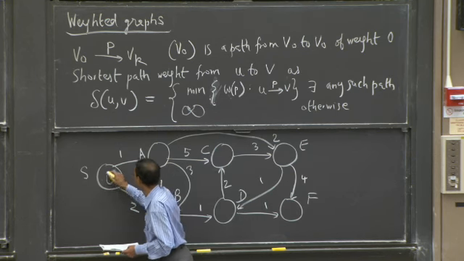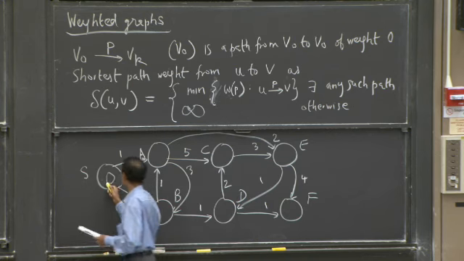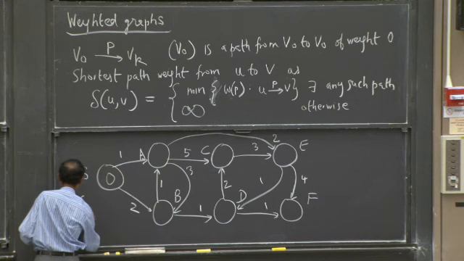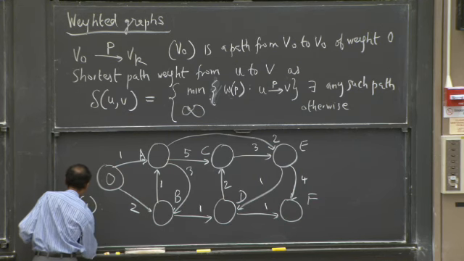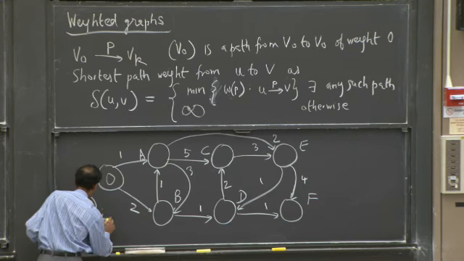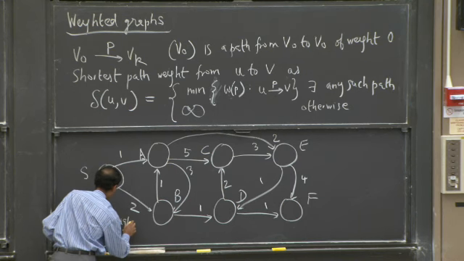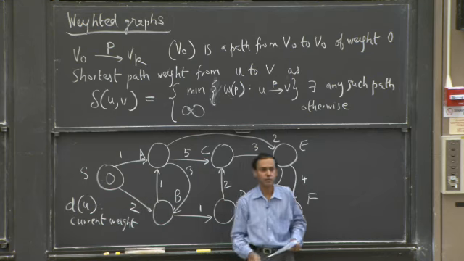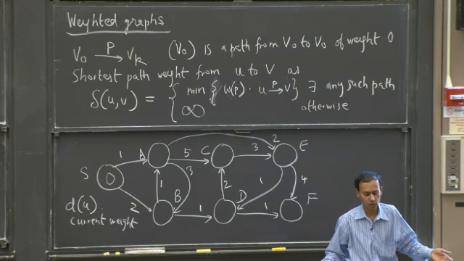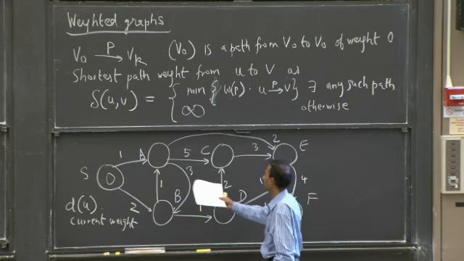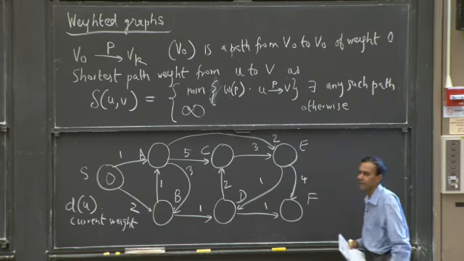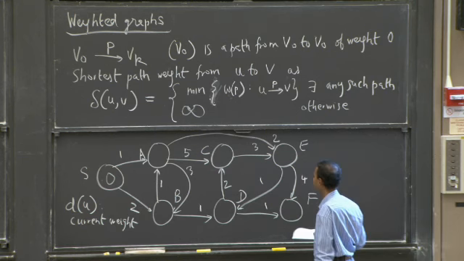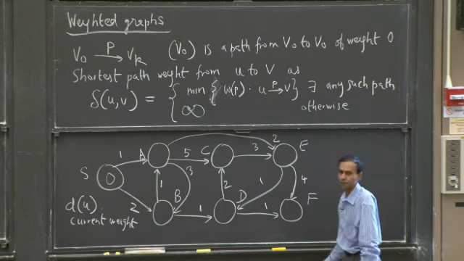So I'm going to say that the numbers that are inside each of these vertices, so d of u, is the current weight. And so initially, I'm going to start with d of s being 0, because that's the source. And all of these other ones are going to have, I'm not going to write this down, but they're going to have infinity for their d of v's. So d of a is infinity, d of b is infinity, etc.